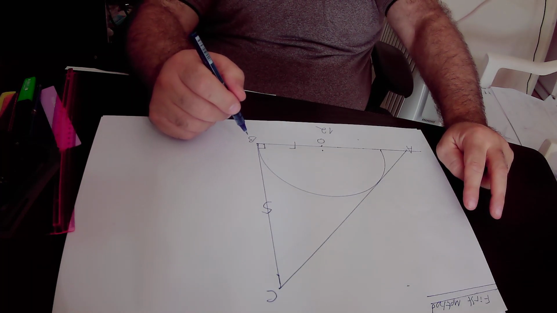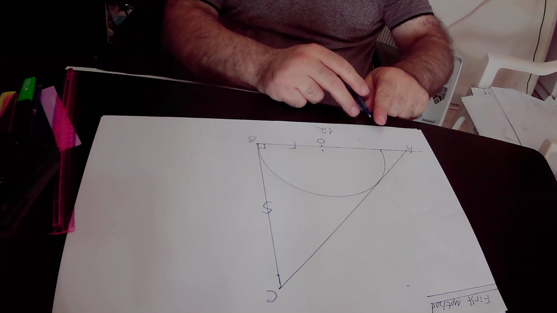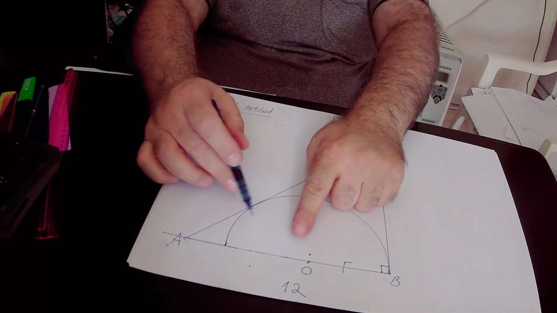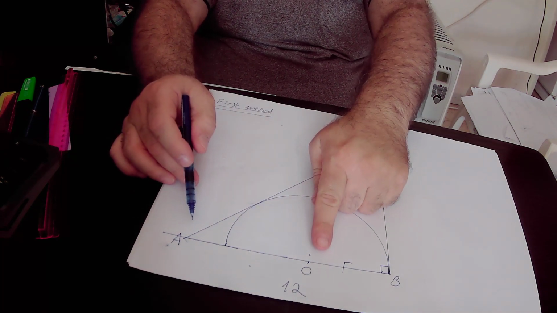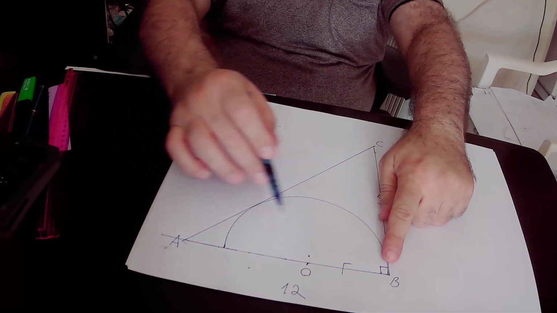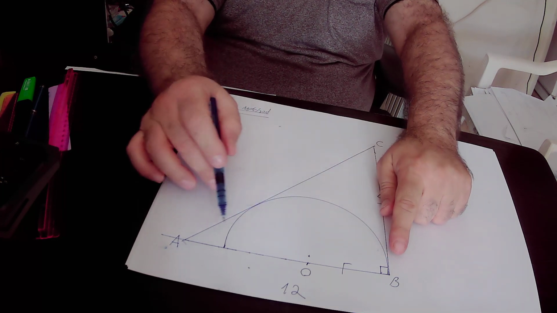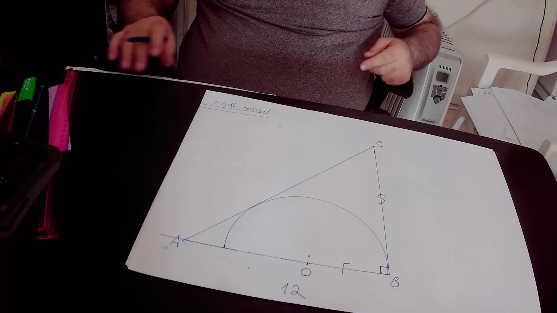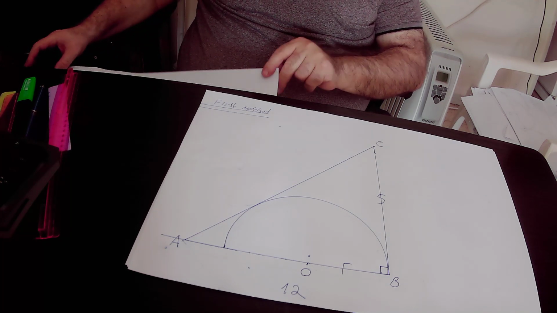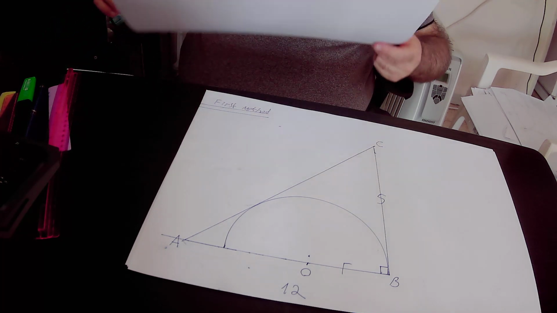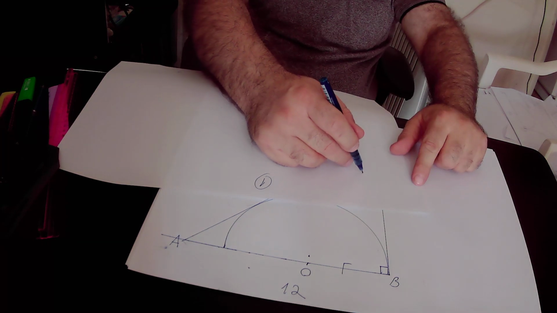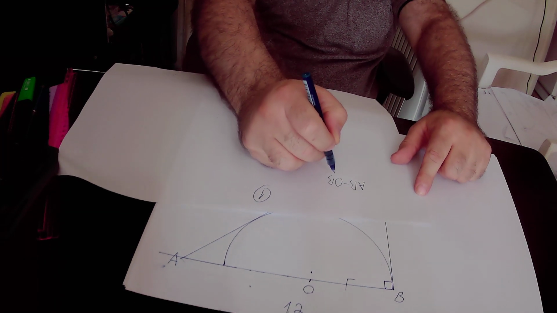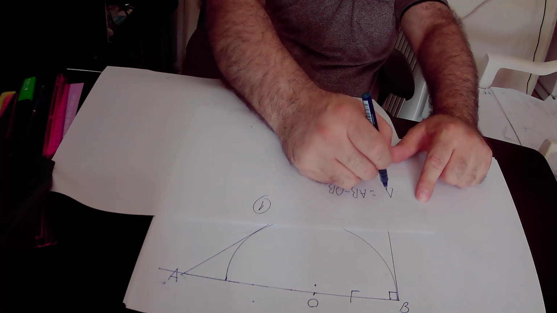And AO, line segment AO equals AB minus OB. Again, AB minus OB equals AO. So I'll write it down. AB minus OB equals AO.